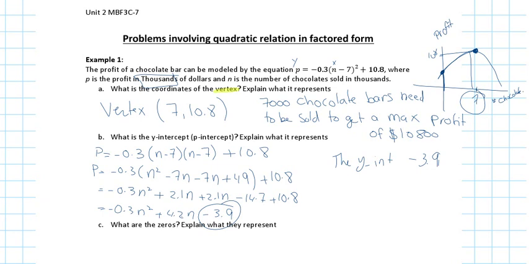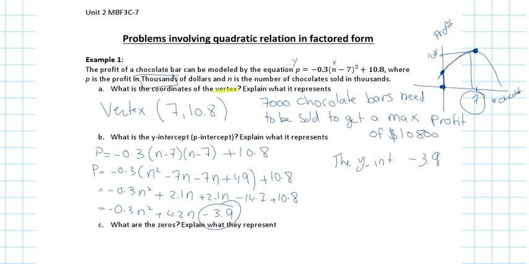What does that mean? Are you making money? No, that's your cost, right? You're losing $3,900 when you sell 0 chocolate bars, because that's your cost. Now, as you sell chocolate bars, your profit is going to increase until it reaches a maximum, then it's going to start decreasing again.